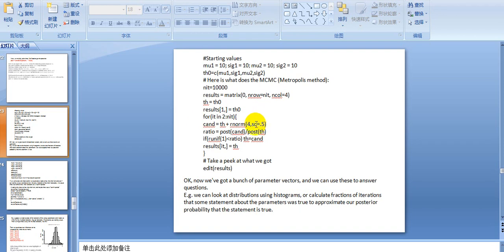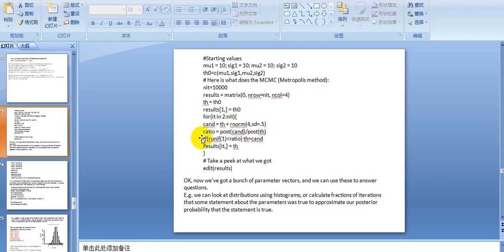Now remember, if you generate this noise, it's possible that you make sigma 1 or sigma 2 negative, right? But that's okay, because when we calculate the ratio, remember the post equals prior times likelihood. So if your sigma 1 or sigma 2 is negative, then in the prior, that will make everything equal to 0. Okay, so we don't need to worry about that part. The ratio is the posterior of the candidate divided by the posterior of the current state.